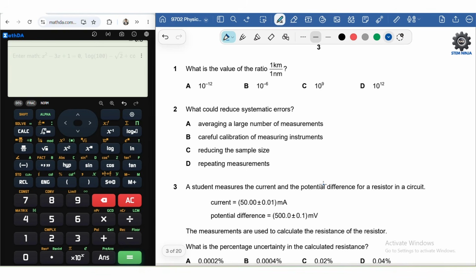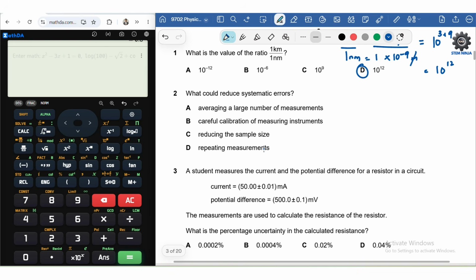What is the value of the ratio 1 kilometer per 1 nanometer? 1 kilometer is 10 raised to power 3 meters, and 1 nanometer is 10 raised to power minus 9 meters. When you divide these, the power on the 10 goes to 3 plus 9, which is 10 raised to power 12. Actually, both are meters, so this ratio would not have any units. So D is the correct answer.